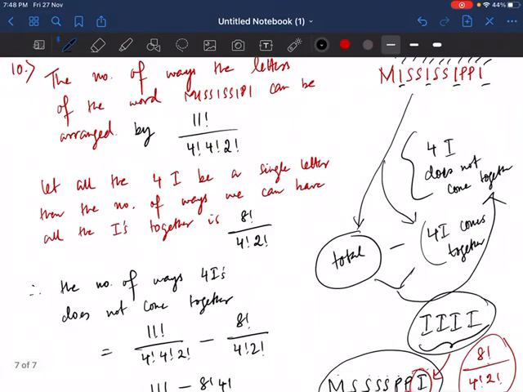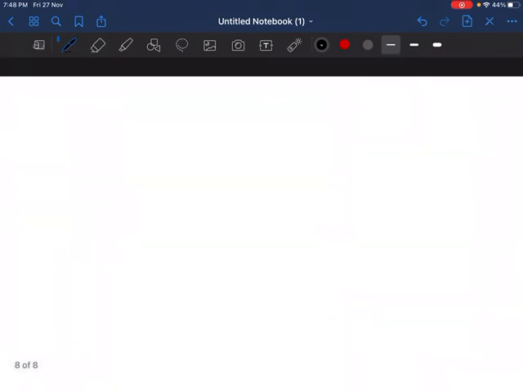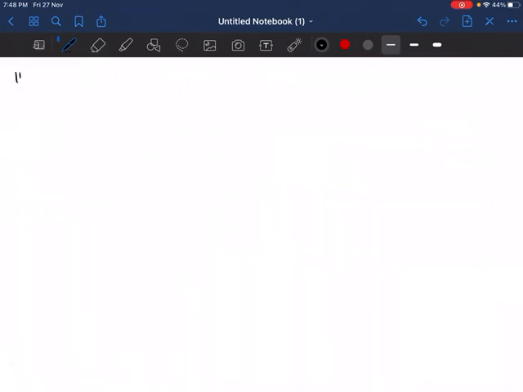Now the last question, that is question number 11. Question number 11 is the last question. It's very, very important. Now question number 11 is what? In how many ways can the letters of the word PERMUTATIONS be arranged if words start with P and end with S? Now this is very, very important.